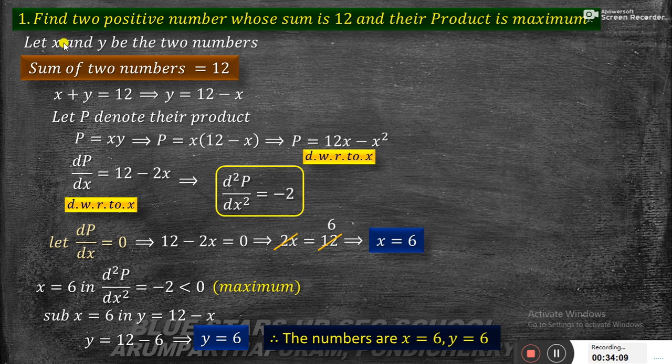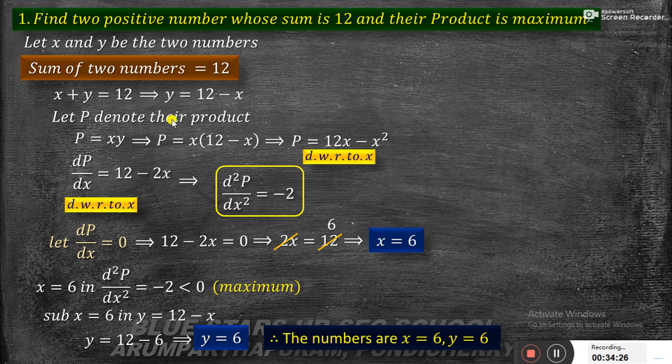So now I consider the two numbers x and y. They give that the sum is 12. Sum is 12 means the sum of the two numbers equals 12. Therefore x plus y equals 12, which means y equals 12 minus x.